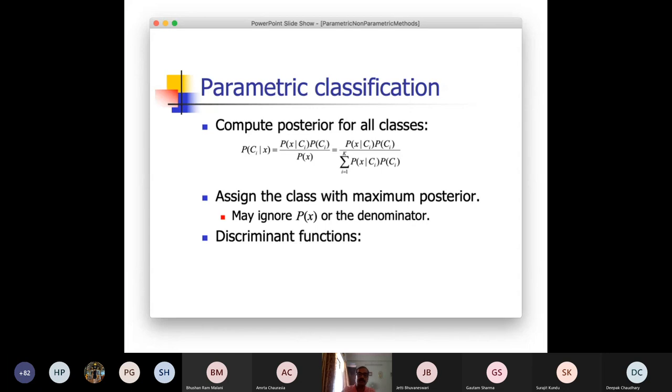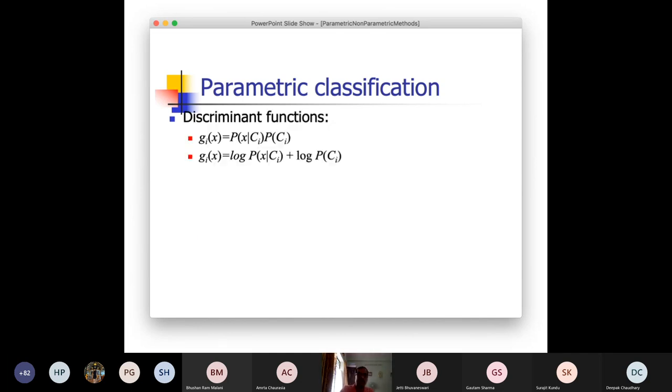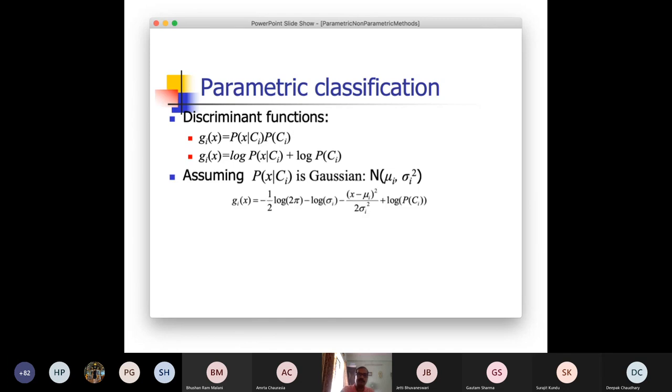You can also ignore the denominator and consider only the numerator for class assignment. If you consider the discriminant function based approach, where every class has a discriminant function, the maximum value of the discriminant function provides the class assignment. This could be a discriminant function, or you can take the log of this value to make it more additive, which is another form of discriminant function. If you assume that they are Gaussian, then you can see that it becomes a quadratic discriminant function.